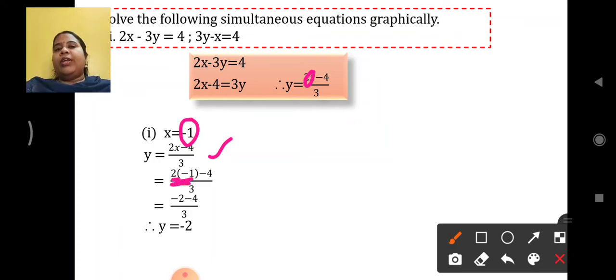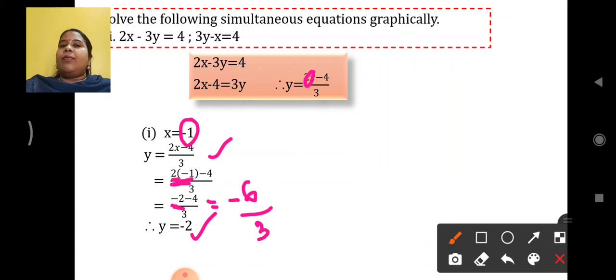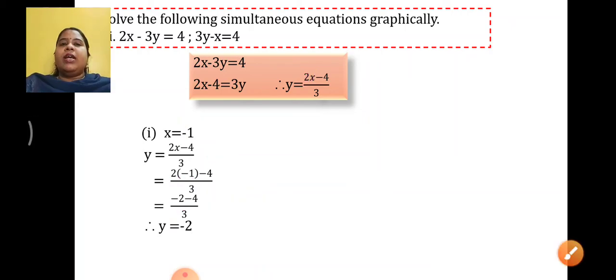So 2 into minus 1 is minus 2. Minus 2 minus 4 is nothing but minus 6. Minus 6 upon 3 is minus 2. See, I have not got any decimal point. I have chosen such a value so that after calculation I get a whole number, a round figure like minus 2, not minus 2 point something. Otherwise, plotting it on the graph paper might be difficult. So we get the first value as x is minus 1 and y is minus 2.